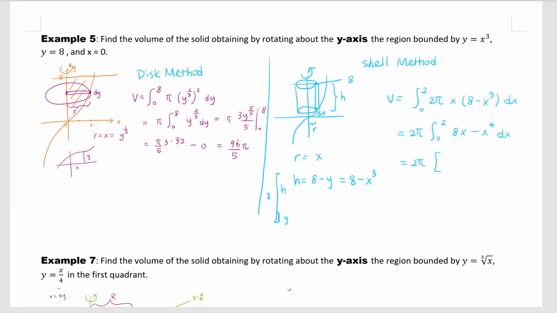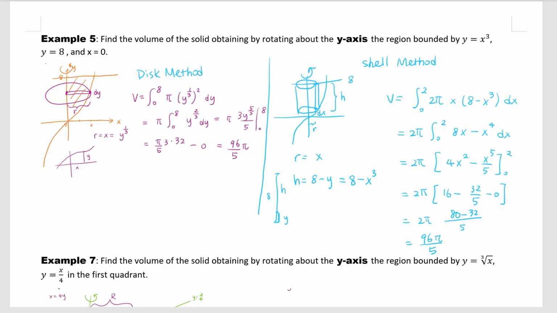And the integral of that, 8 divided by 2 is 4x squared, and x to the 5th over 5. Evaluate from 0 to 2. And we plug in 2 squared, 4. 4 times 4 is 16. 2 to the 5th, 32 over 5, right? And when we plug in 0 is 0. So 5 times 16 is actually 80. What's 80 minus 32? Well, that is 48. 2 times 48 is 96 pi over 5.